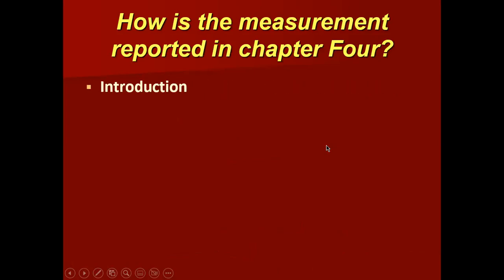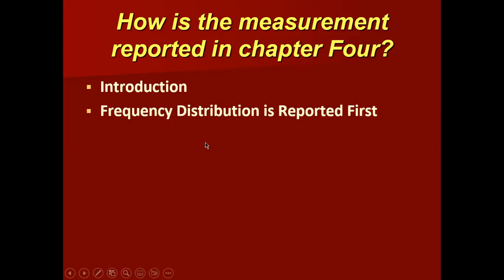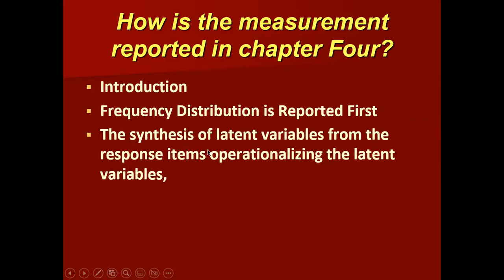All right, so in chapter 4, we talk about the report. This is where you write your report of what you have identified. So frequency distribution is reported first. Then the synthesis of latent variables, that's the sections, not the items now. The items came under frequency distribution. So in further analysis and synthesis of your data, you are going to create latent variables from the response items, which operationalize the latent variables.